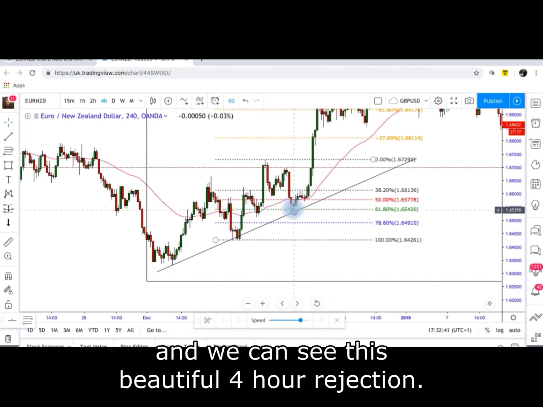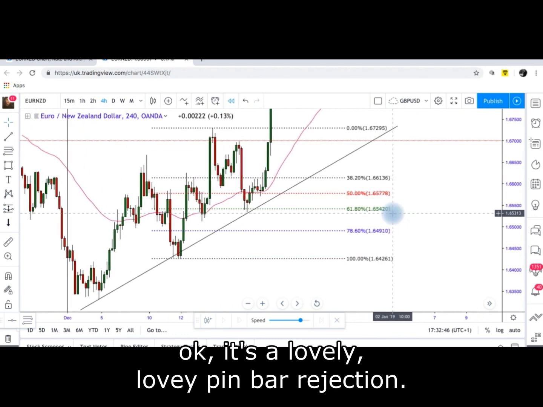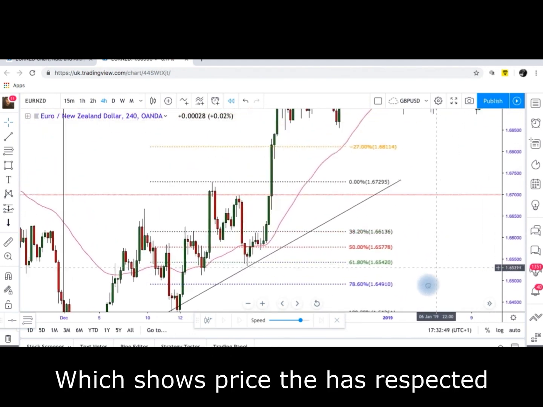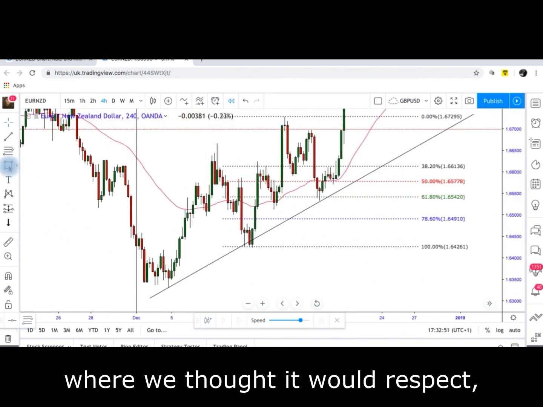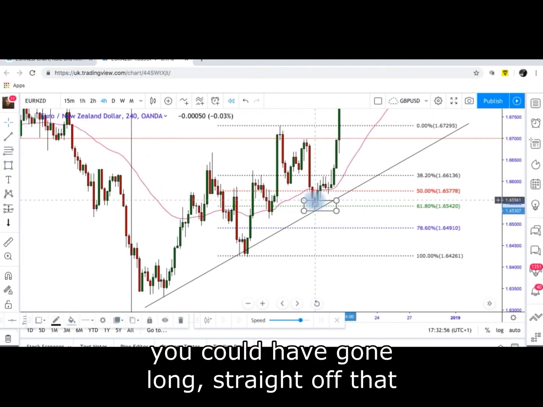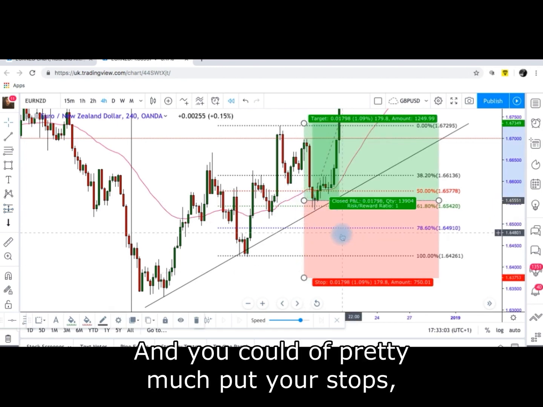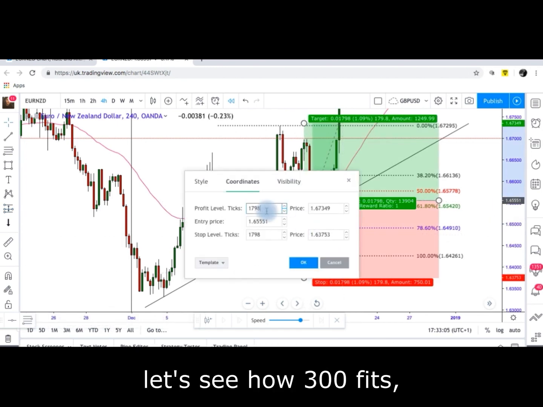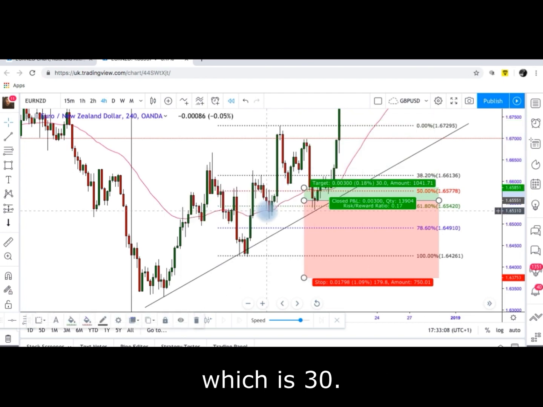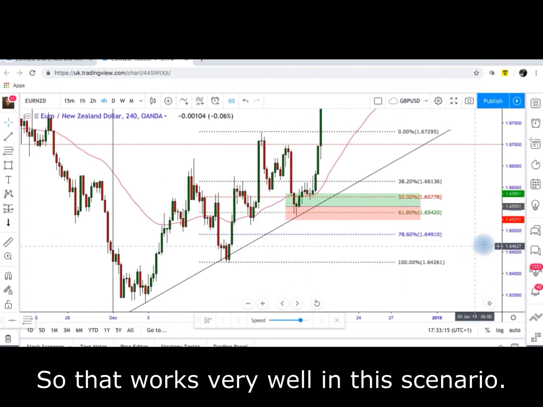And we can see this beautiful 4 hour rejection. It's a lovely pin bar rejection, which shows that price has respected where we thought it would respect, which was this highlighted region here. In itself, you could have gone long straight off that 4 hour candlestick, long on the close, and you could have put your stops, let's see, 300 fits, which is 30. So that works very well in this scenario.